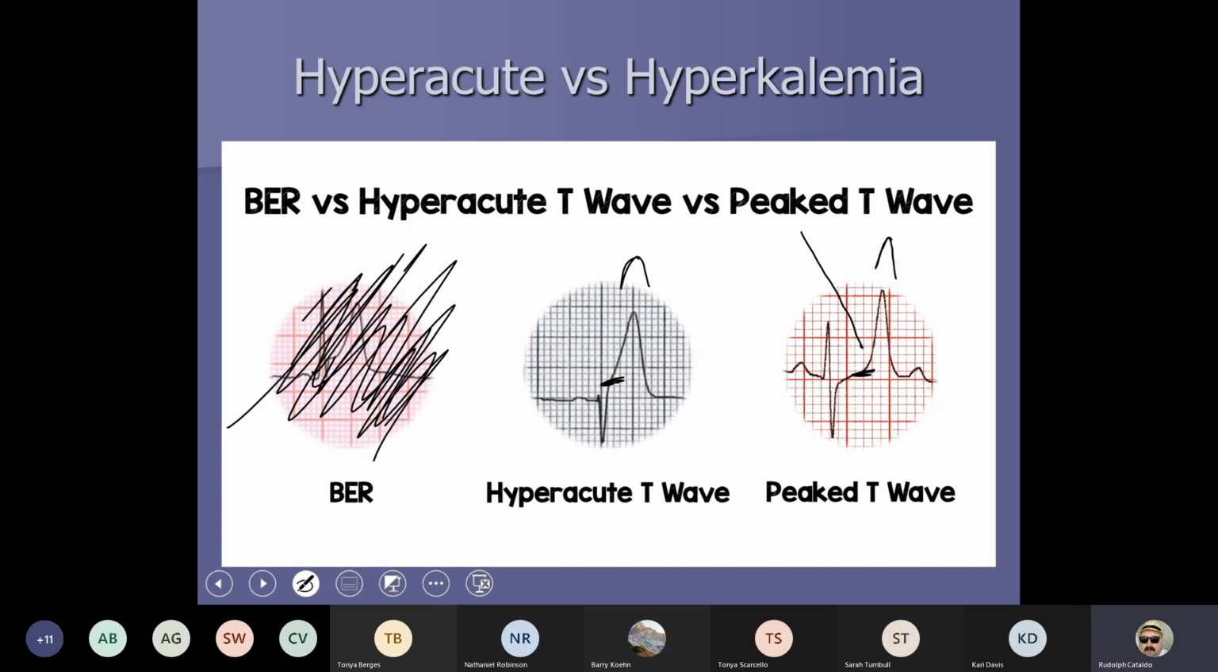So does anybody know what the treatment is of patients that are hyperkalemic? Sodium bicarb. Sodium bicarb and calcium. I don't know anybody that carries calcium, but we all carry bicarb.